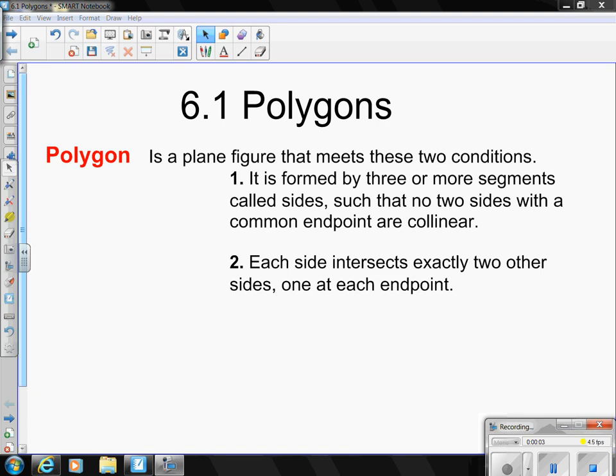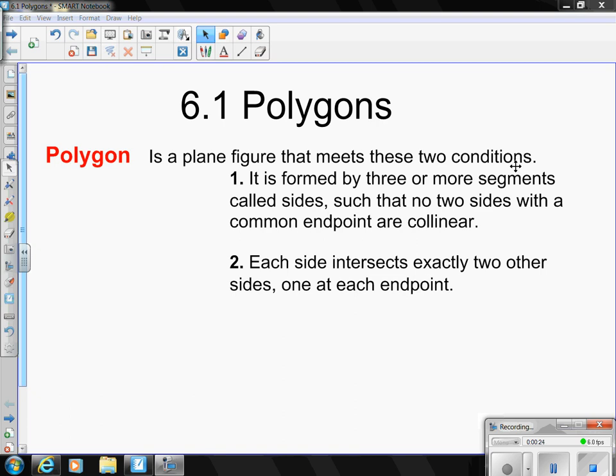We're starting chapter 6, and we're going to start moving away from triangles and more toward quadrilaterals, and start talking about polygons. In general, a lot of it will be on quadrilaterals, but a polygon, the definition is a plane figure that meets these two conditions.